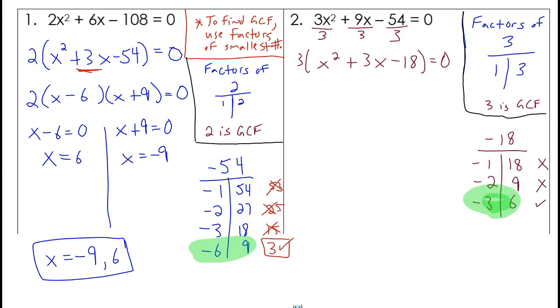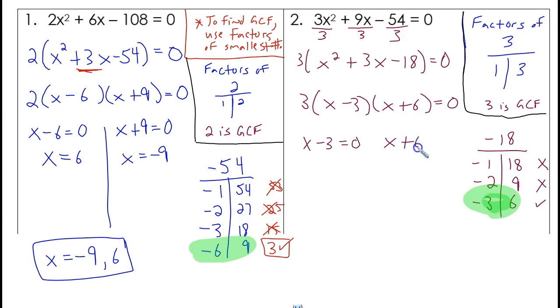Negative 3 and 6 add to give us the inside term, 3. So the 3 is still out front, just hanging out there. We now have x minus 3 and x plus 6. Remember the x is going to go first, since that's our variable. And then what multiplies to give us the last term but adds to give us the middle is negative 3 and 6.